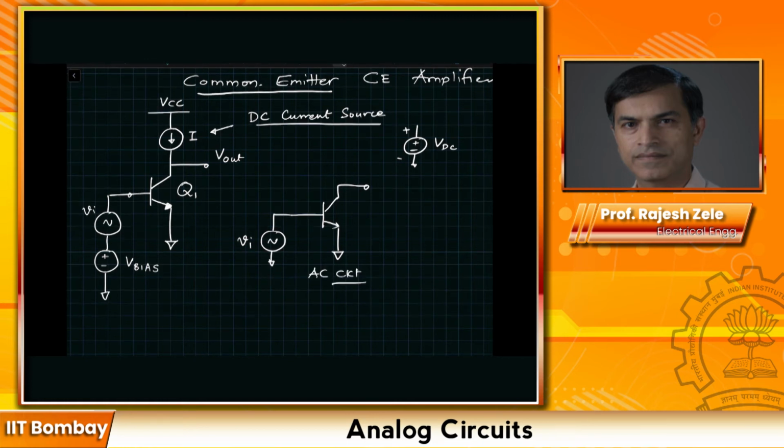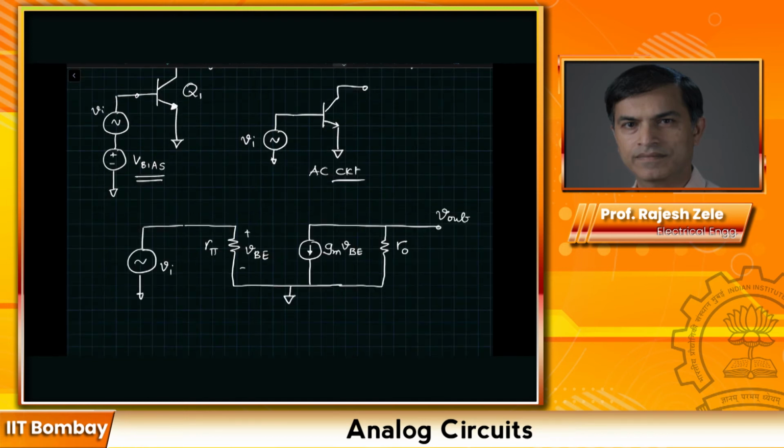Current source I is open because it's a DC current source, and VCC, you can connect it to ground, but it doesn't come into play here. What I would like you to do is pause the video now and on your own draw the small signal model of this particular circuit. I'm assuming you have drawn this exact same circuit.